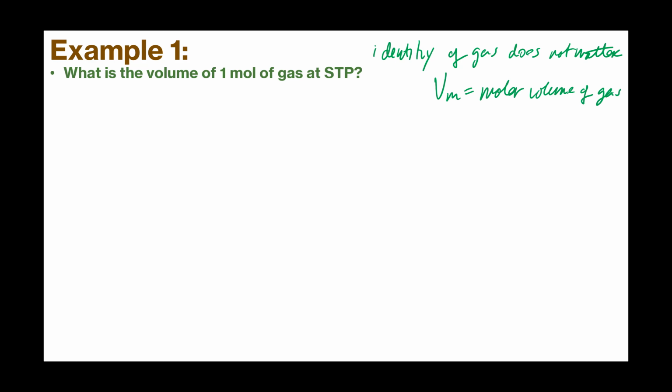All right, so we want to remind ourselves what STP is. STP means we have 0 Celsius and we have 1 atmosphere of pressure. We have 1 mole of gas, and the question is, what is the volume? This is N. This is T. This is P. R. We should have R over here. We'll figure out R in a second.